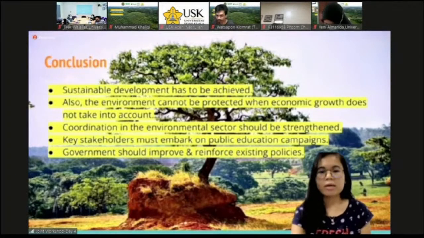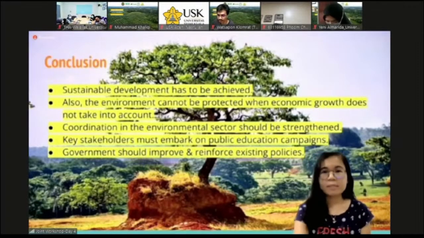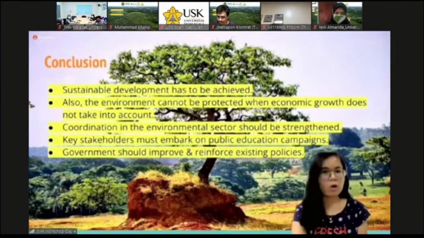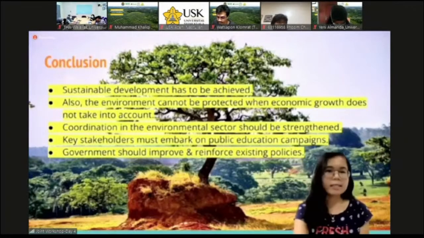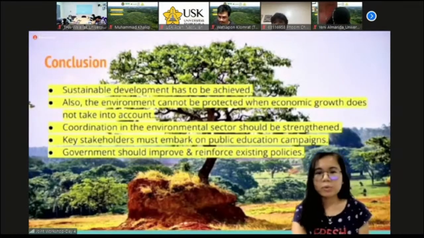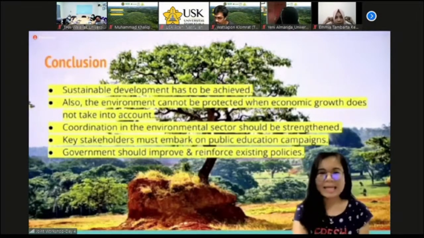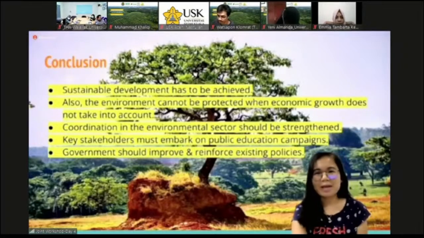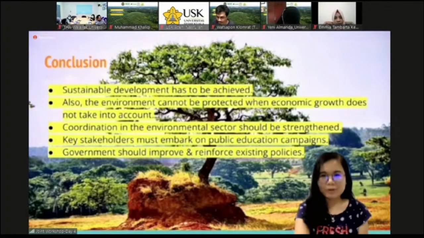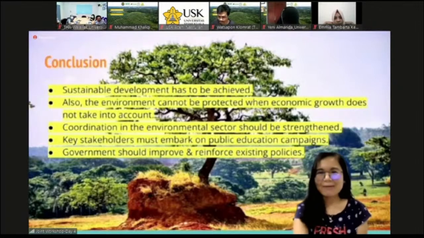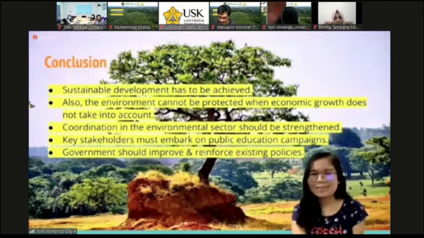It is very important that coordination in the environmental sector should be strengthened, and environmental issues have to be mainstreamed in all sectors. Other than that, the key stakeholders in the field must embark on a massive public education campaign on the environment. Last but not least, governments should improve and reinforce the existing policies, and these are the future recommendations that we could suggest after listening to the seminars given.